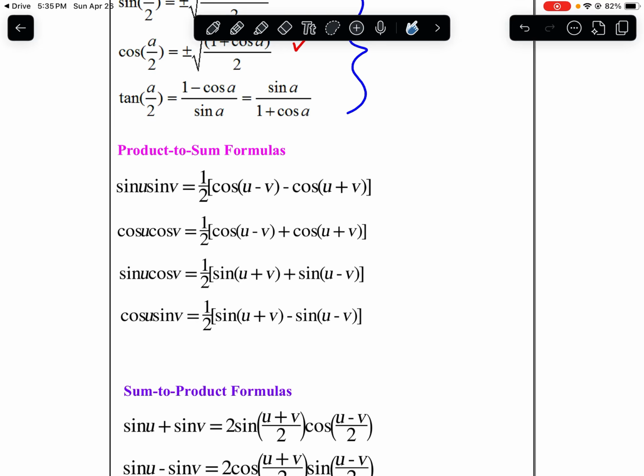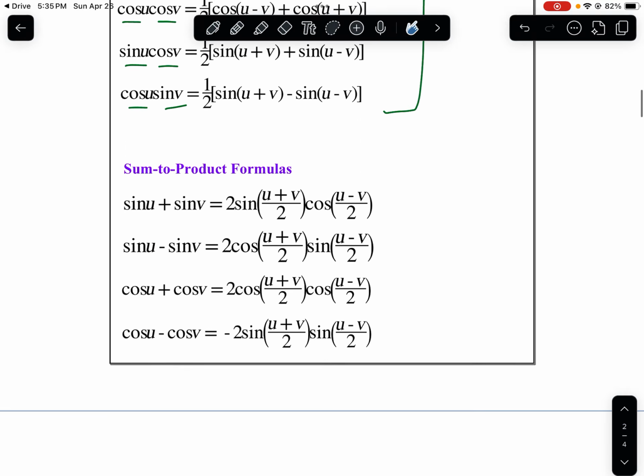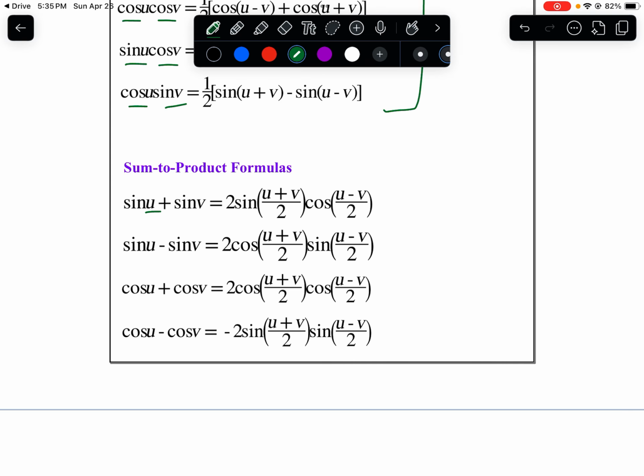And then we have our product to sum, which is just taking two trig values that are being multiplied and turning it into something that's either added or subtracted. We've got all of our different combinations of sine, then sine, cosine, then cosine, sine, then cosine, cosine, then sine. That pattern with your trig functions is going to determine which of these formulas you're going to want to use. The nice part is it is formulaic, where u is just this first angle, v is the second angle, and we're just plugging those in for u and v in those four spots, and then we'll just simplify a little bit.